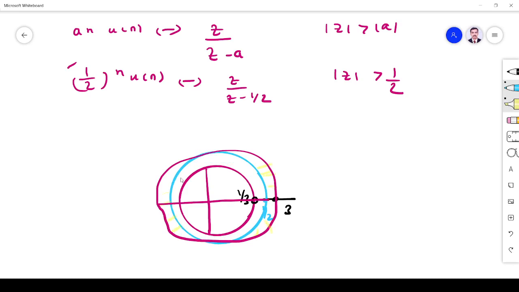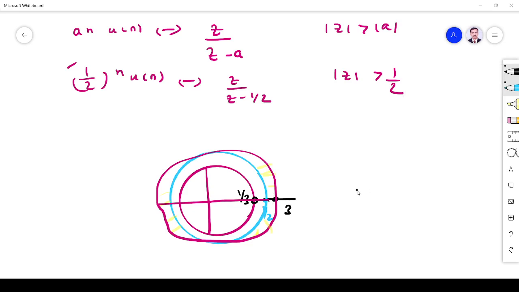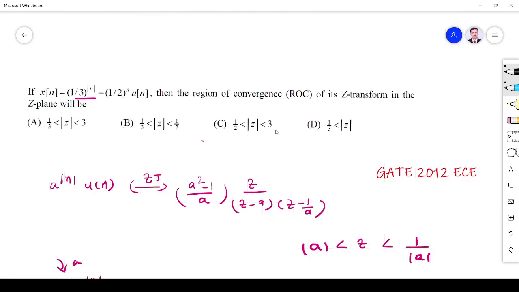So where is the common ROC? The common ROC is greater than 1 by 2 and less than 3. So 1 by 2 less than |Z| less than 3. Now if we go and see where is the answer, 1 by 2 less than |Z| less than 3, option C is the right answer. Thank you.